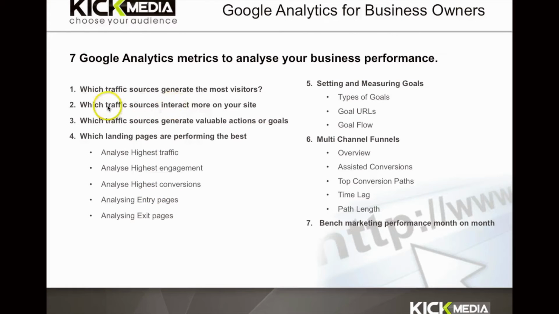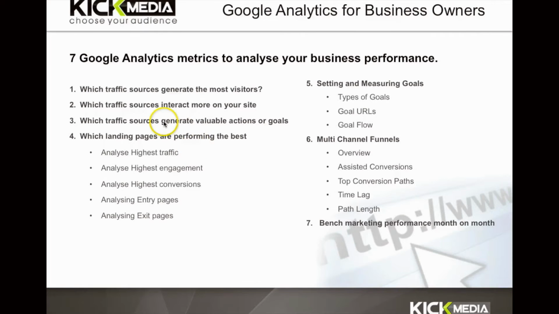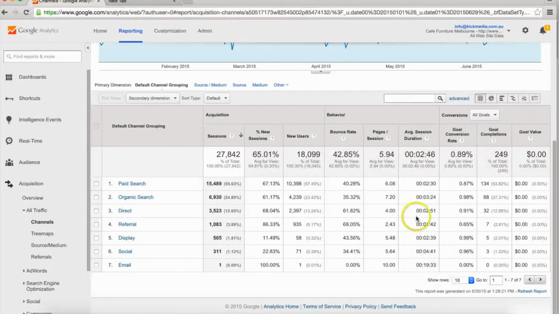Let's look at which traffic sources interacted more on your site. We've done that. We've looked at the goals, so we've done the top 3, all done. Okay, so which traffic sources generate the most visitors? Which traffic sources interact more on your site? So we know that obviously organic gives us the most interaction on the site. So they're spending about three minutes. So that's a good sign.